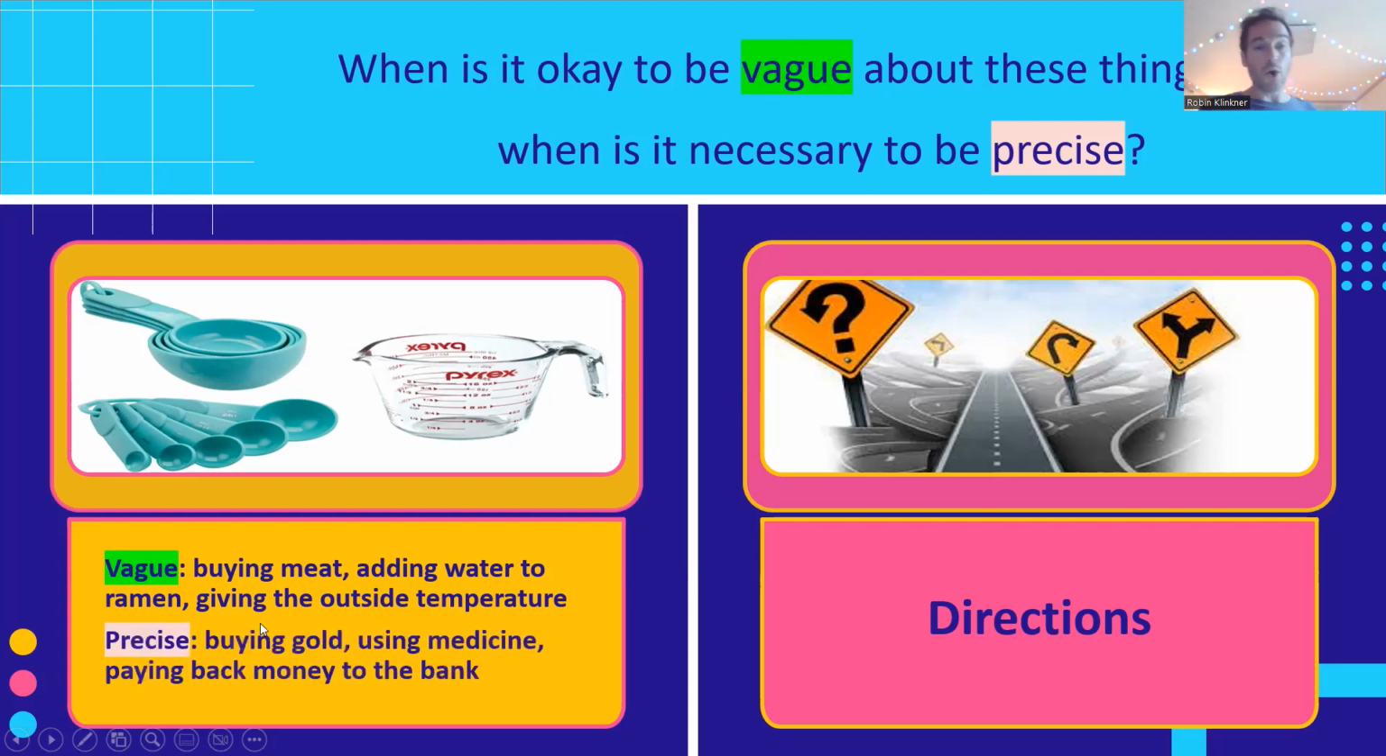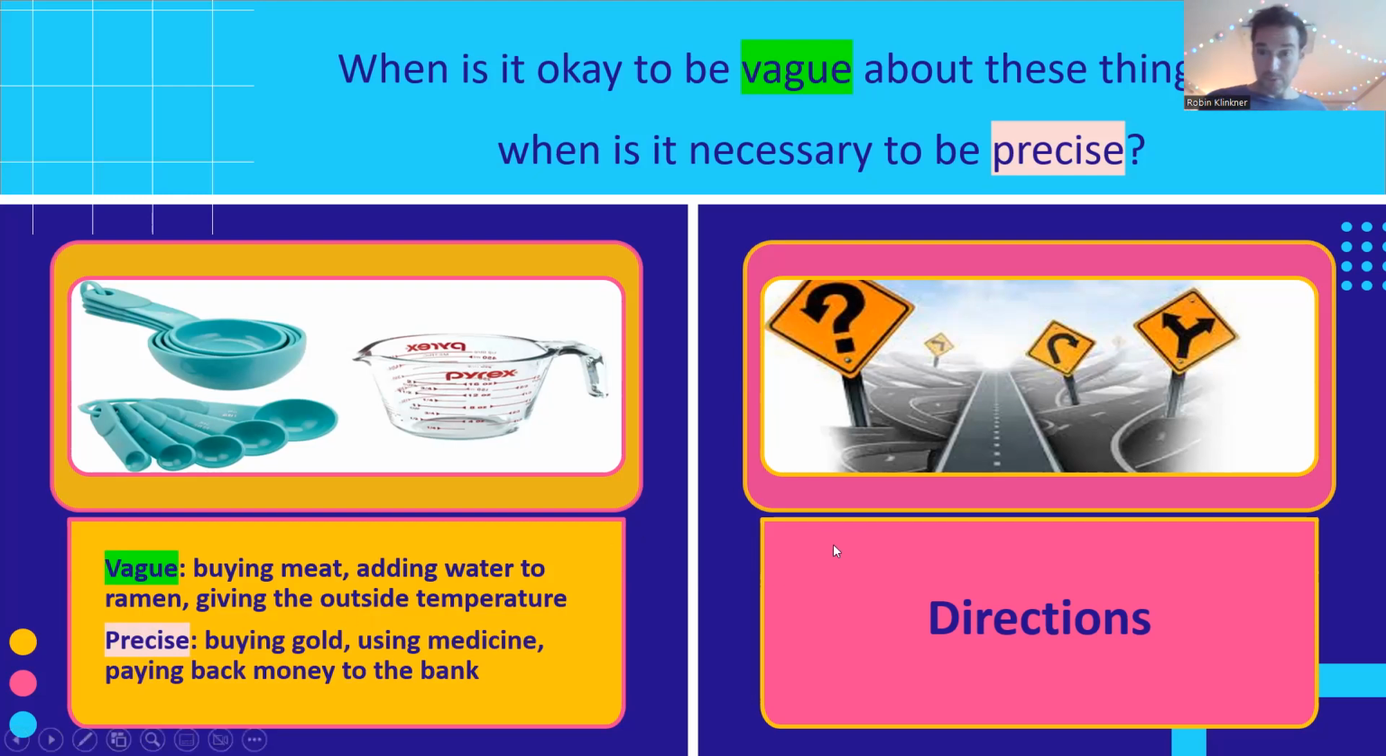But if you're buying gold, you want to be precise, or if you're selling gold, or if you're using medicine, especially if you're getting a shot or something, I think you want to make sure you use precise amount. Paying, let's say you take a loan out from the bank, you're going to have to pay back every single one. That needs to be precise.